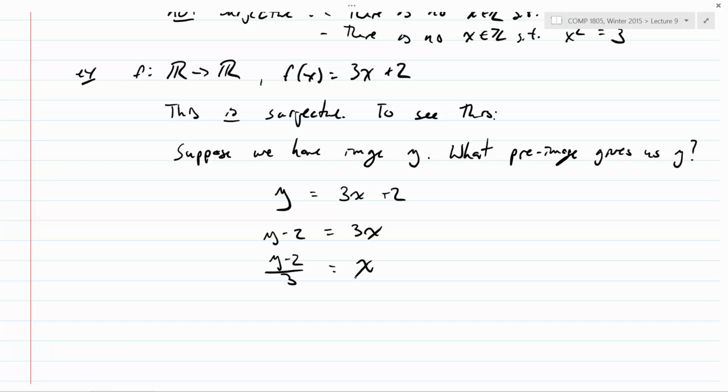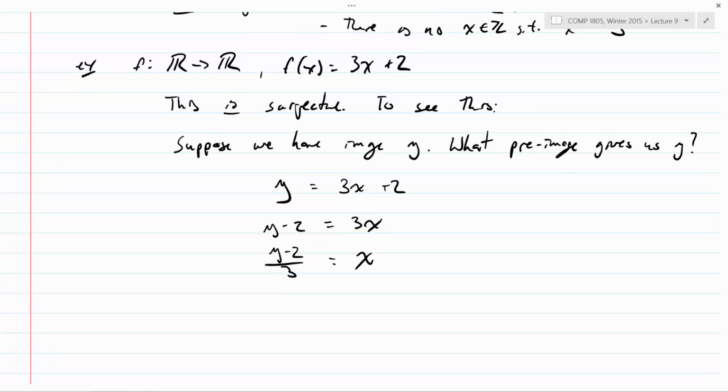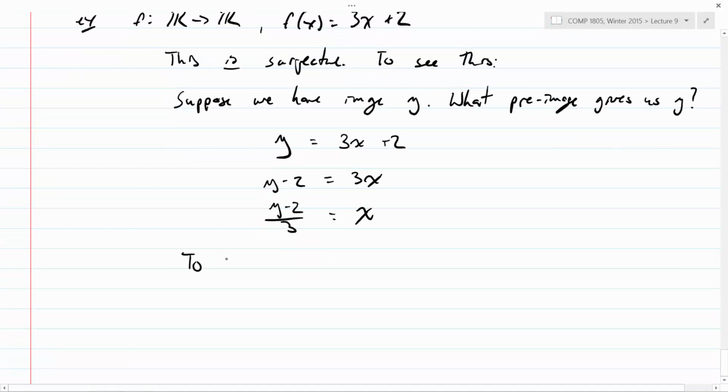Is it okay if you get some values, that there must be 2 possible values for that? So the important thing is that at least 1 maps to that. If you find that there's 2, that's okay. It won't be injective in that case, but that's still fine. All right? So that is the pre-image. So what this means is, to get an output of y, give the input y minus 2 over 3.